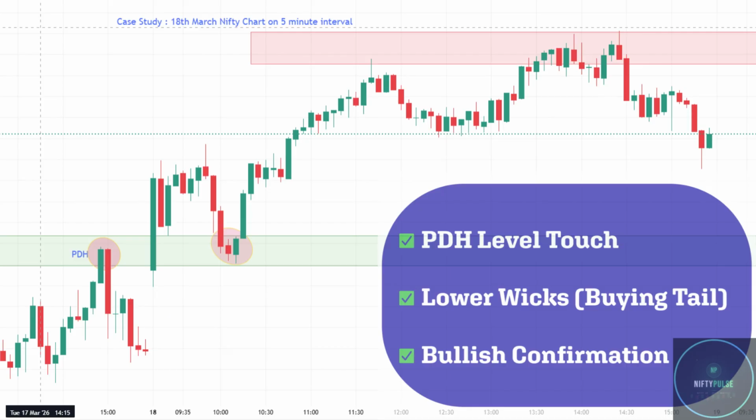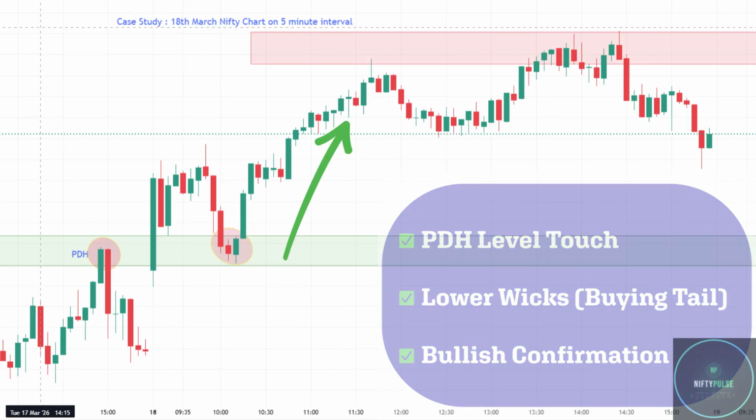Checklist time, we touched the level. We got the lower wicks. And finally, we got this strong bullish confirmation candle. This is your high probability entry signal.